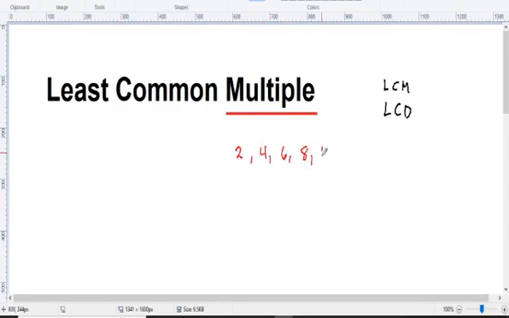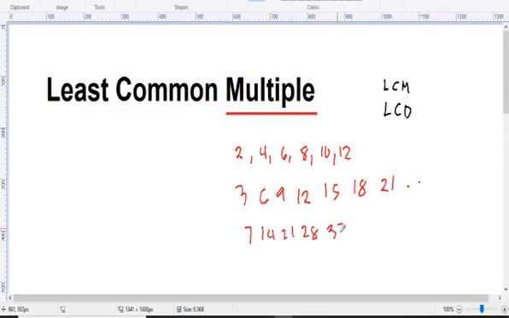What are the multiples of 3? 3, 6, 9, 12, 15, 18, 21, and so on. What are the multiples of 7? 7, 14, 21, 28, 35, 42, and so on. So those are multiples. And that's why it's important that you've mastered the multiplication table to be able to identify if a number is a multiple or not, right?